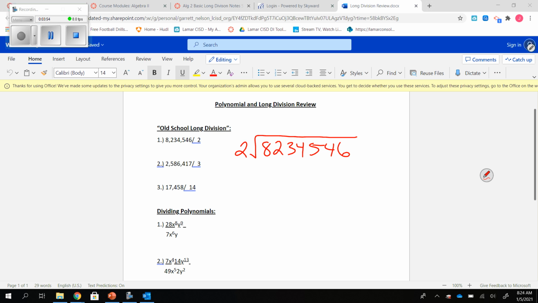Again, you take it one number, one step at a time. So 8, how many times does 2 go into 8? 4. 4 times 2 is 8. 8 minus 8 is 0. Bring this 2 down. How many times does 2 go into 2? That's 1. All right. 1 times 2 is 2. That equals 0. And then we bring the next 3 down.